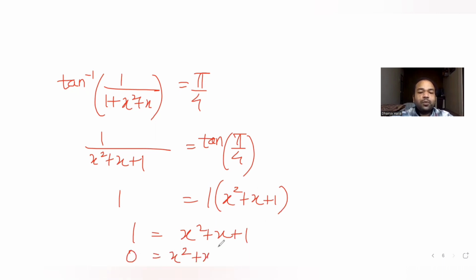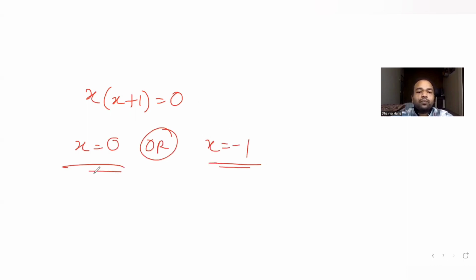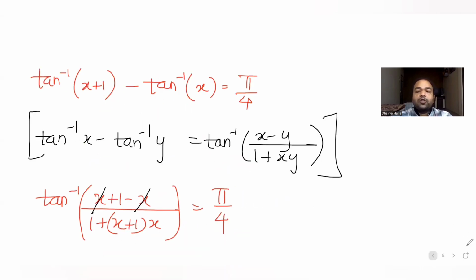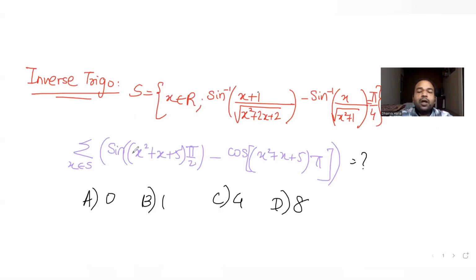So x square plus x is equal to 0. If I further solve this expression, taking x common, I get x into x plus 1 equal to 0. That gives me x is equal to 0, or x plus 1 is equal to 0, which is x equal to minus 1. So solving this set S, it gives me two values of x, that is 0 and minus 1. So if I put the values of x as 0 and minus 1 in the entire expression and take the sum of both, let's see what I get.